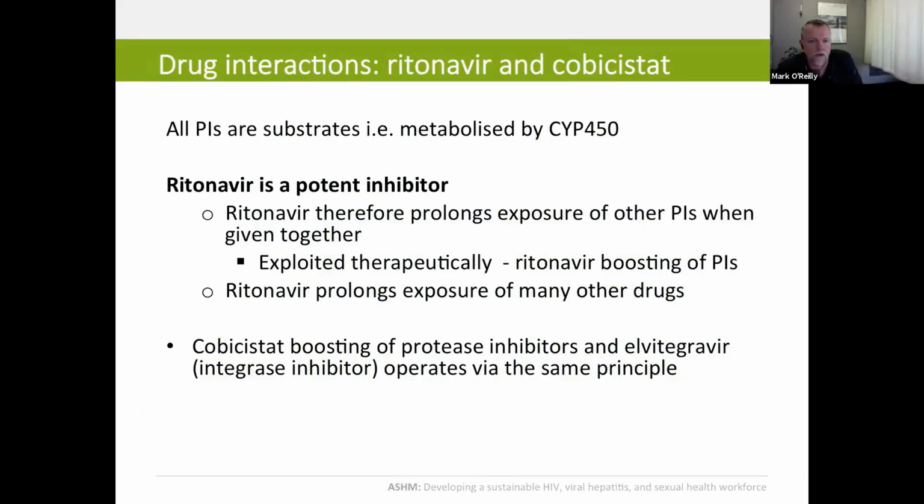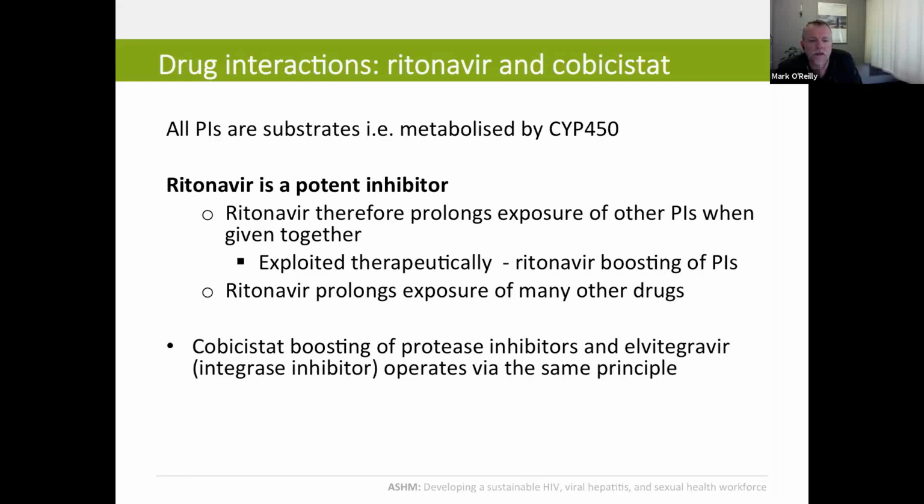common examples of those. So ritonavir and cobicistat are both pharmacokinetic enhancers. All the protease inhibitors are substrates and they're metabolized by the CYP P450 enzymes. Ritonavir is a potent inhibitor of this system, the CYP P450 system. So it prolongs exposure of other protease inhibitors when it's given together with them. And we exploit that therapeutically. So we boost our protease inhibitors with either ritonavir or cobicistat. We'll talk about it shortly.